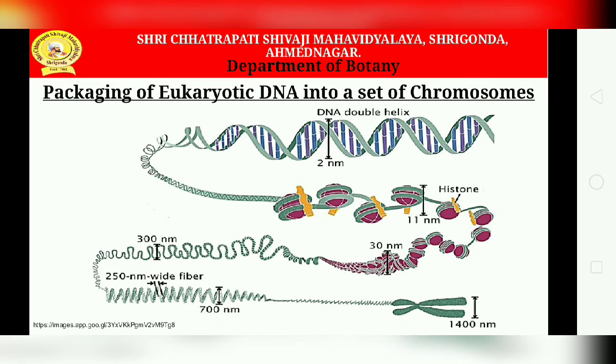Next, the packaging of eukaryotic DNA into a set of chromosomes. There are levels of DNA condensation within eukaryotic chromosomes. The first level of DNA condensation occurs when 146 base pairs of DNA are wrapped around histone proteins, forming the nucleosomes. DNA is wrapped twice around the histone core to form a beads-on-a-string level of packing, termed chromatin. In the picture you can see this produces a fiber approximately 11 nm in width.